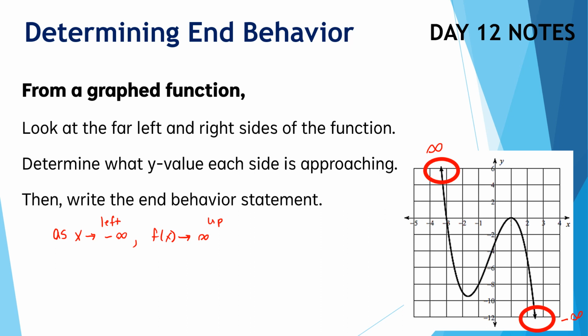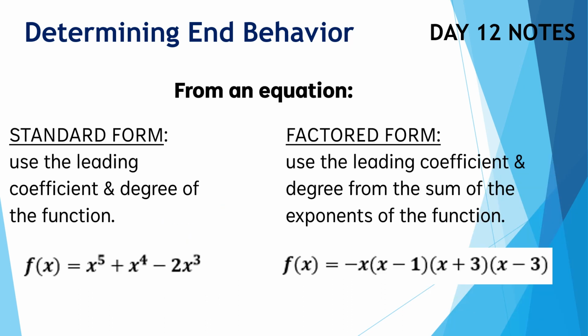And when we do the right side, we can say as x approaches infinity, that's the right, then y or f of x approaches, in this case, negative infinity because the right side of our function pointed down continually towards negative infinity. Okay, that's how we do it with a graph. How do we do it with an equation?